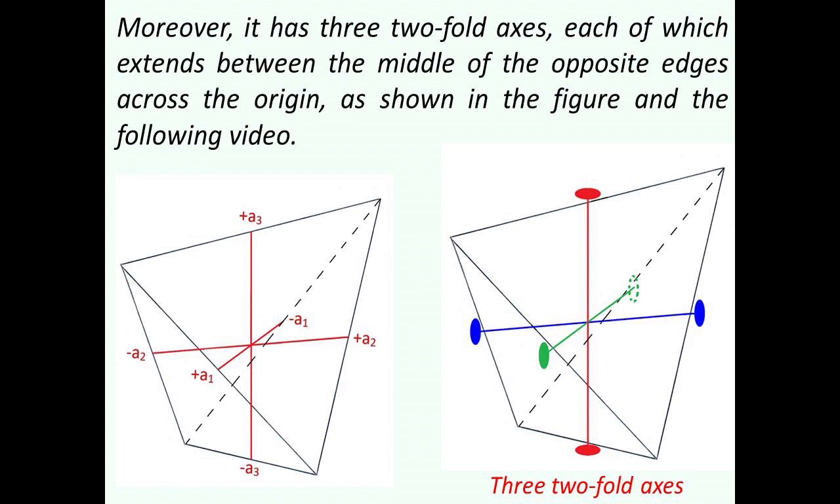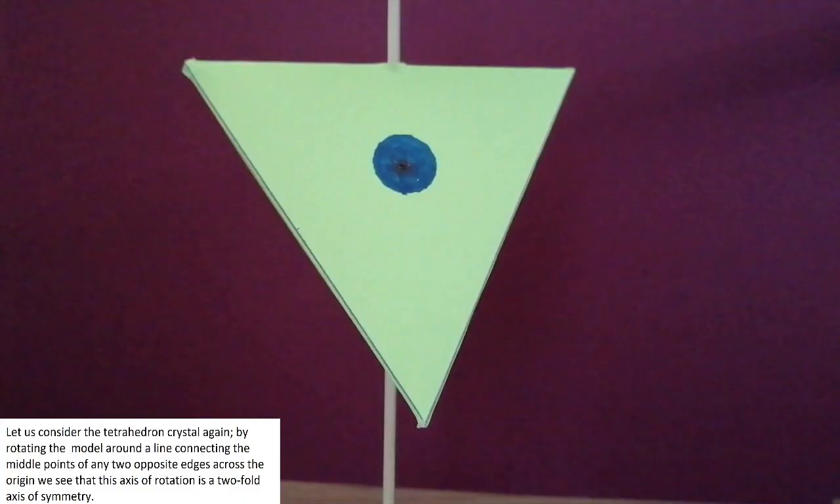Moreover, it has 3 twofold axes, each of which extends between the middle of the opposite edges across the origin, as shown in the figure and the following video. Let us consider the tetrahedron crystal again. By rotating the model around a line connecting the middle points of any 2 opposite edges across the origin, we see that this axis of rotation is a twofold axis of symmetry.